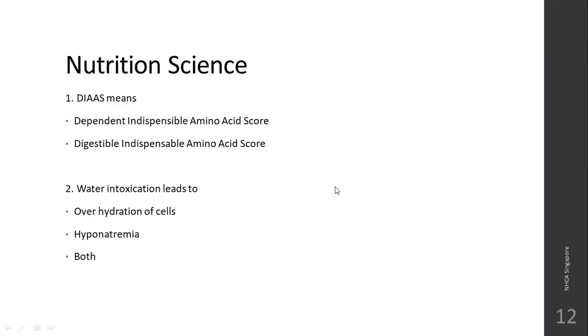So this is a question from nutrition science textbook. What is the full form of DIAS? You can answer in the chat box. What is the correct answer to this? DIAS score is from the protein chapter. Is it the first option or the second option? Yes, it is the second option. Digestible indispensable amino acid score. Second option is the right answer.